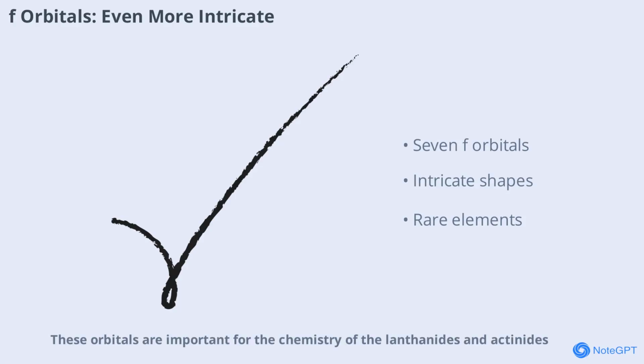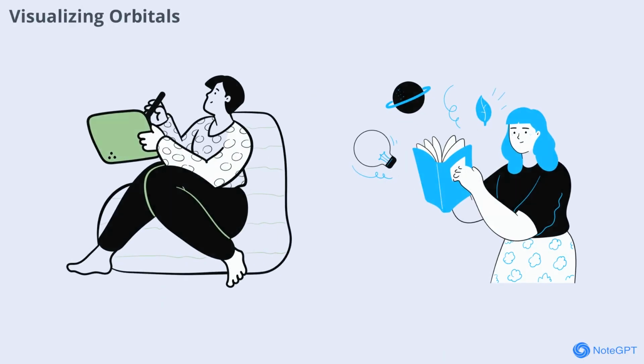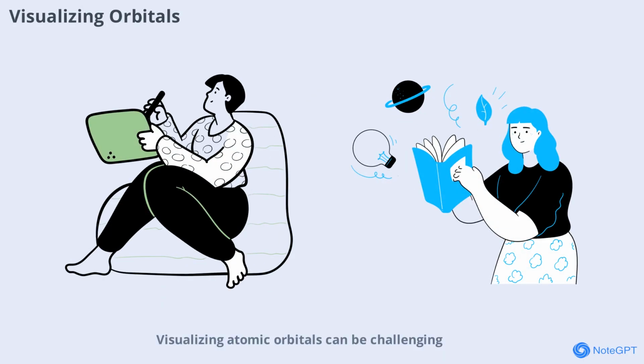These orbitals are important for the chemistry of the lanthanides and actinides, elements found at the bottom of the periodic table. The complexity of f orbitals contributes to the unique properties of these rare elements. Visualizing atomic orbitals can be challenging, but scientists use computer models and mathematical plots to represent their shapes. These visualizations help us understand how electrons are distributed around the nucleus and how they influence chemical bonding.